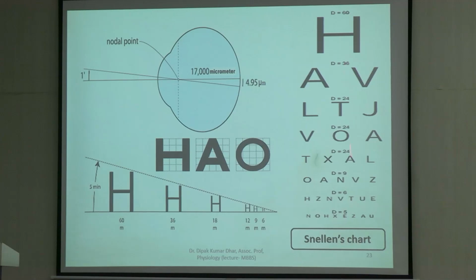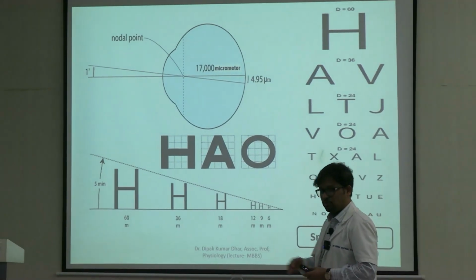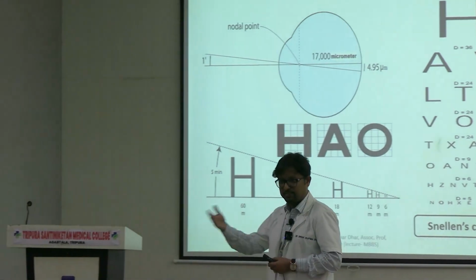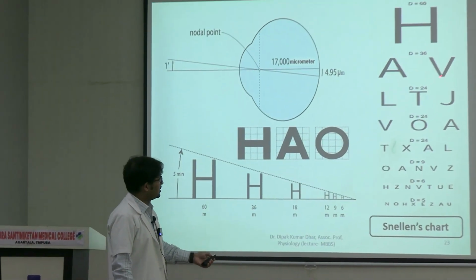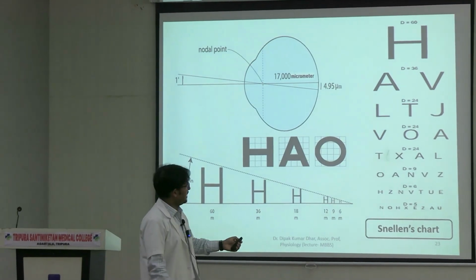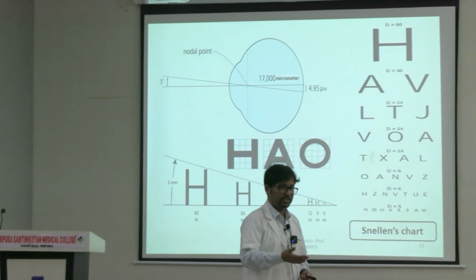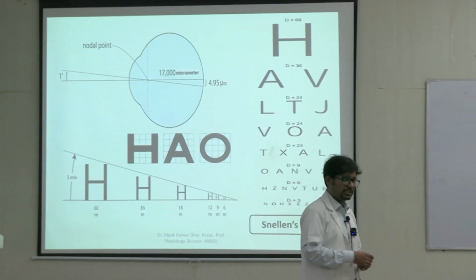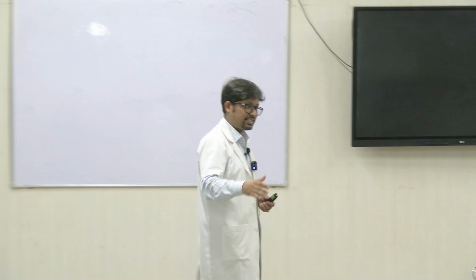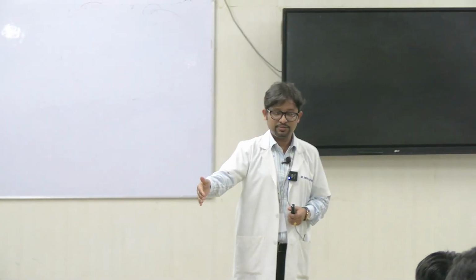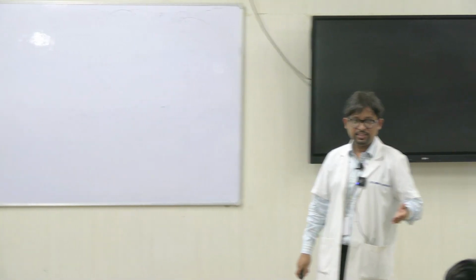Now, interpretation of the Snellen chart: how do you report the chart? Suppose a person is standing at 6 meters and is able to read only up to the second line. It says 36. So, the visual acuity that you report is 6 by 36. So, 6 meter, the numerator, is the distance at which you are testing the subject, and which line he is able to read, that is the denominator.